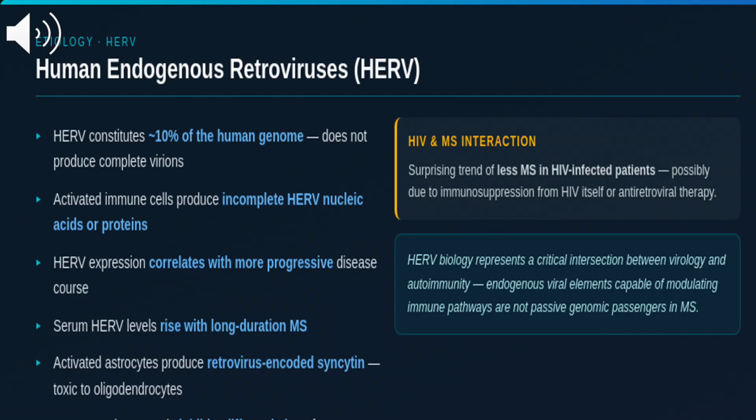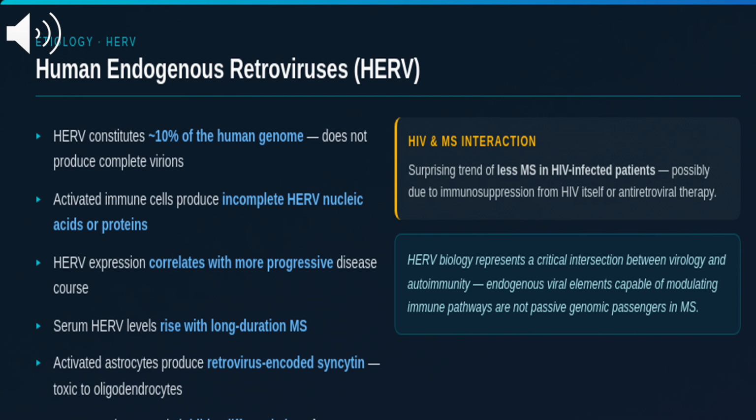First, activated astrocytes produce a retrovirus-encoded protein called syncytin, which is directly toxic to oligodendrocytes. This provides a potential mechanism for primary oligodendroglial damage independent of adaptive immune attack. Second, the HERV envelope protein inhibits differentiation of oligodendroglial precursor cells, preventing remyelination even when precursor cells are present.